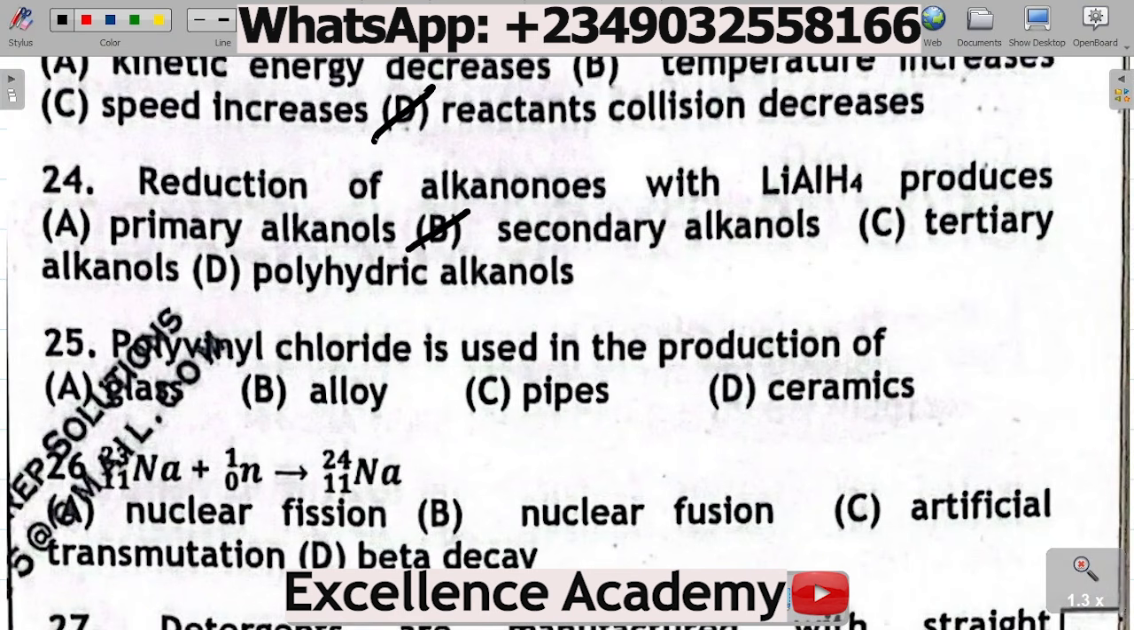Next up, question number 25. 25 says polyvinyl chloride is used in the production of A. Glass, B. Alloys, C. Pipes, D. Ceramic. Now note that polyvinyl chloride is what is popularly known as PVC. And PVC is used for the production of water pipes and electrical insulation. So the correct answer there is C, pipes.